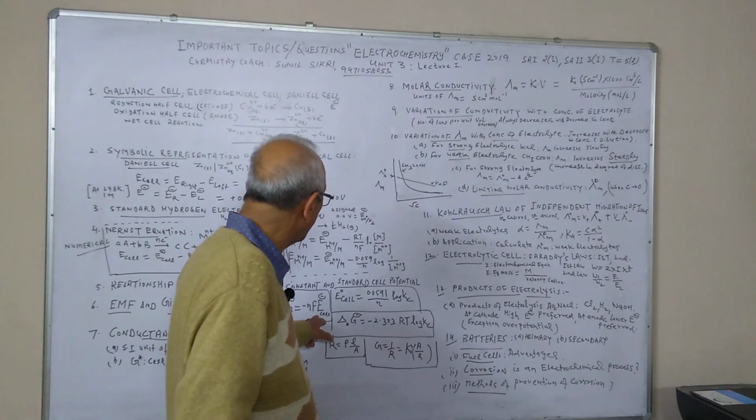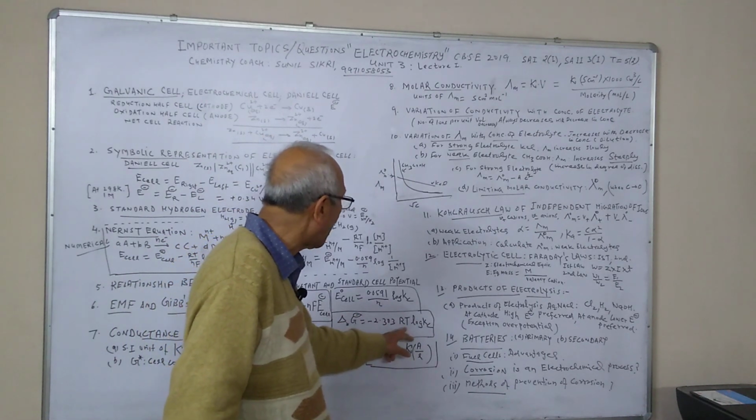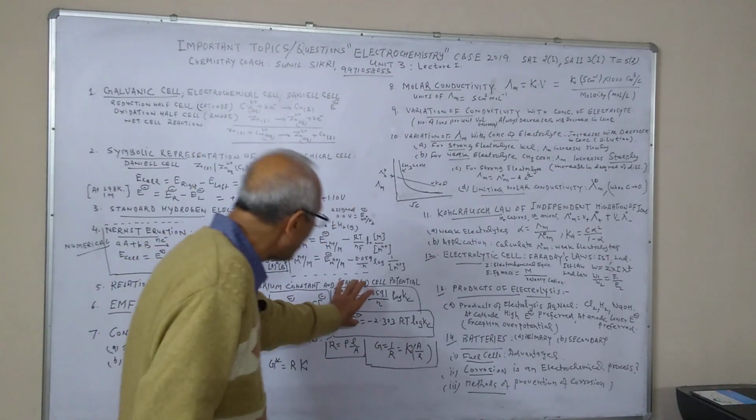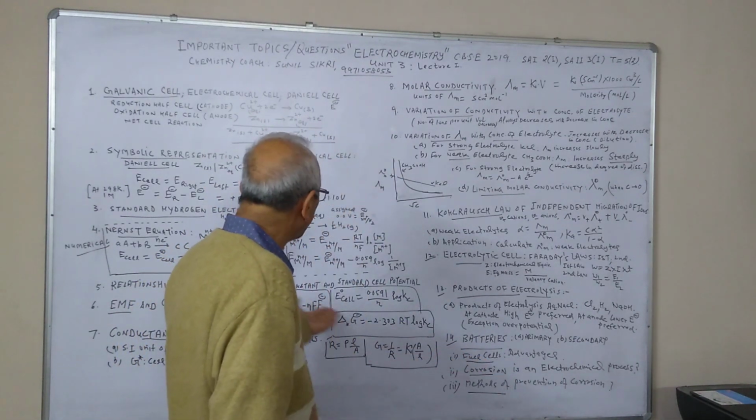Another formula I am giving: delta G is equal to minus 2.3 RT log Kc. And here a numerical was asked last year. There is a possibility that a numerical can also be asked this year based on the NCERT book.